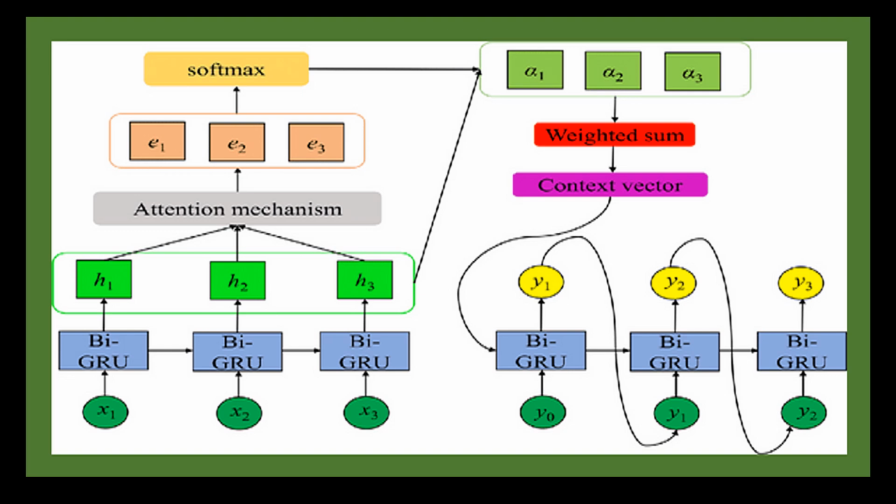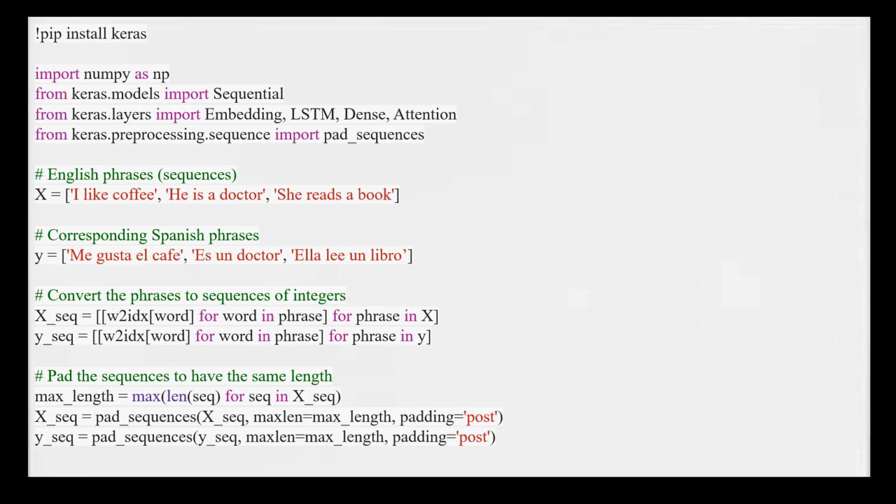To visualize the attention mechanism, imagine a machine translation task. Without attention, the decoder would treat all parts of the input sequence equally, potentially losing some important contextual information. But with attention, the decoder can focus more on specific words in the input sequence, ensuring that the generated output is coherent and contextually relevant. So let's understand it better using Python code.